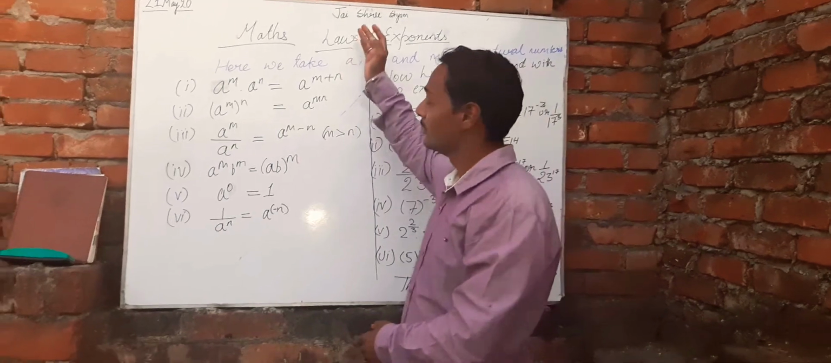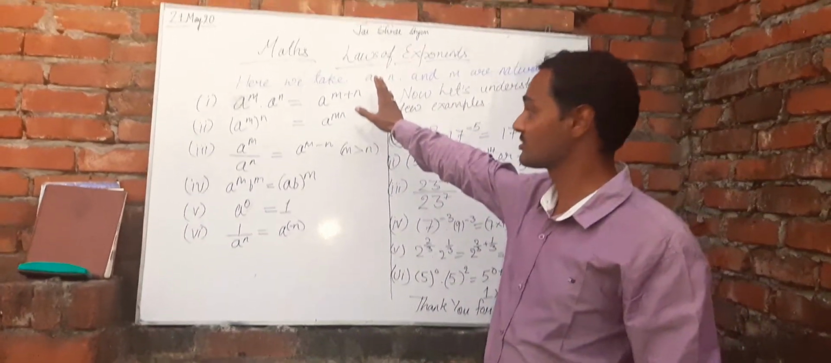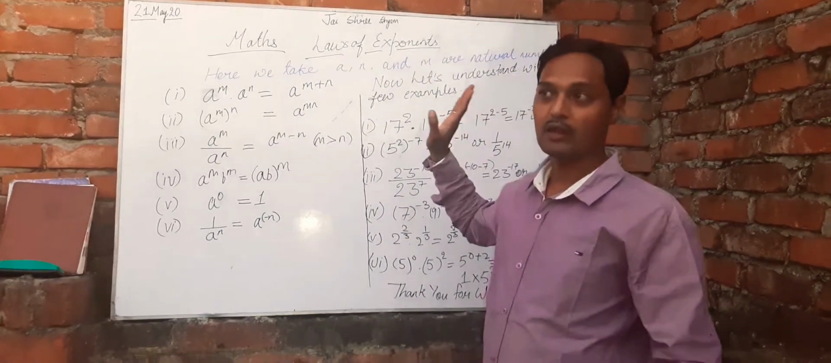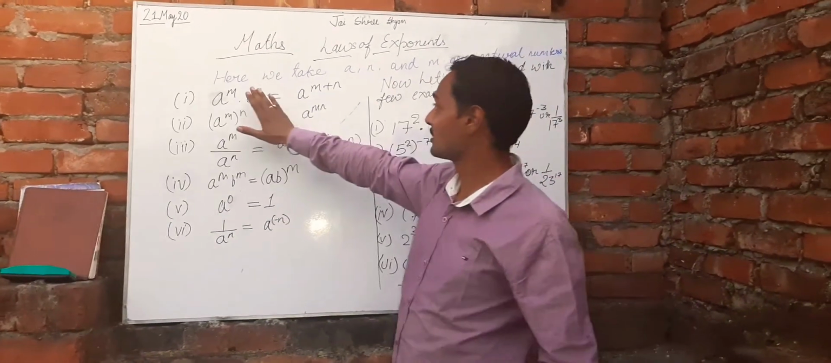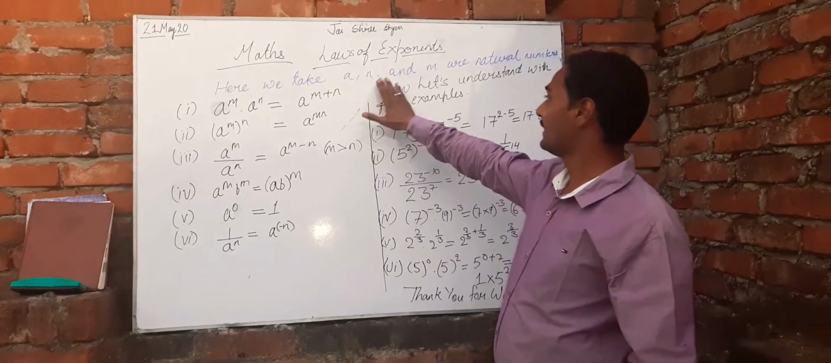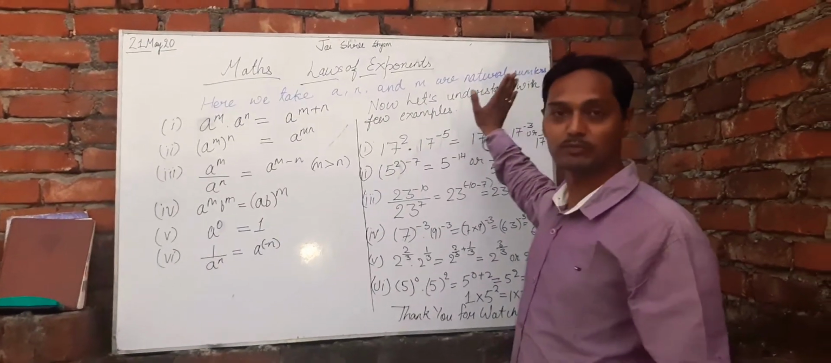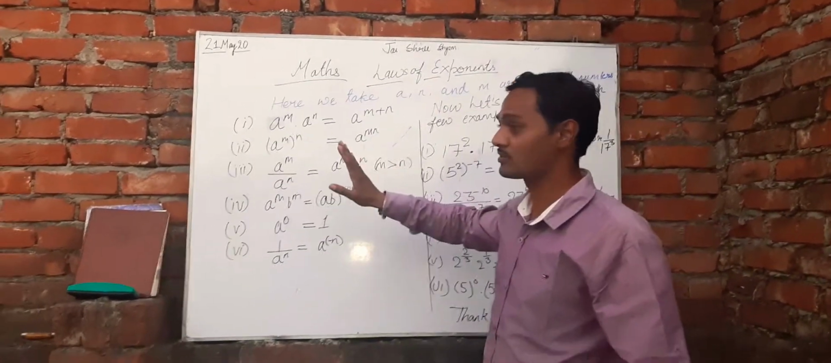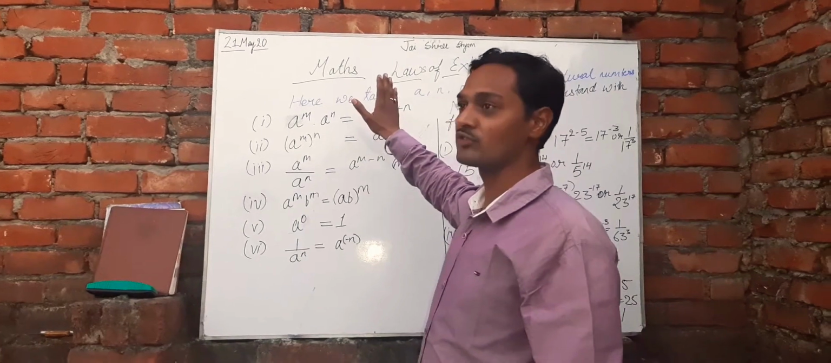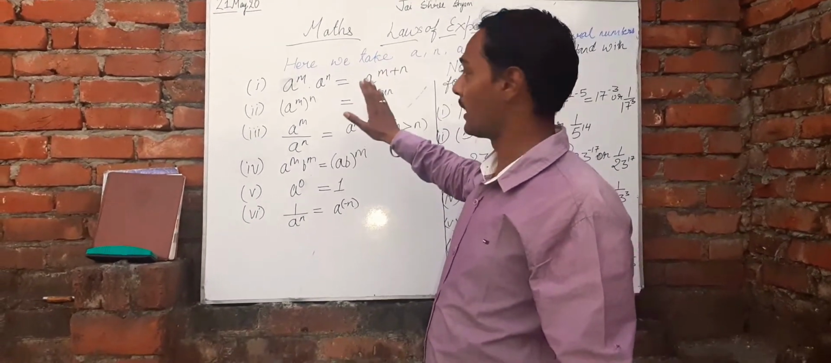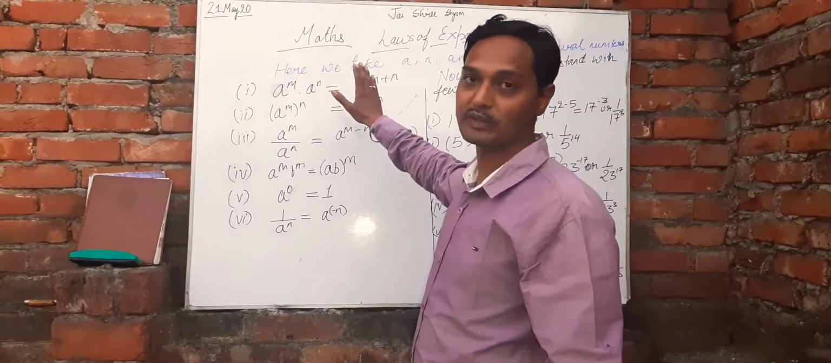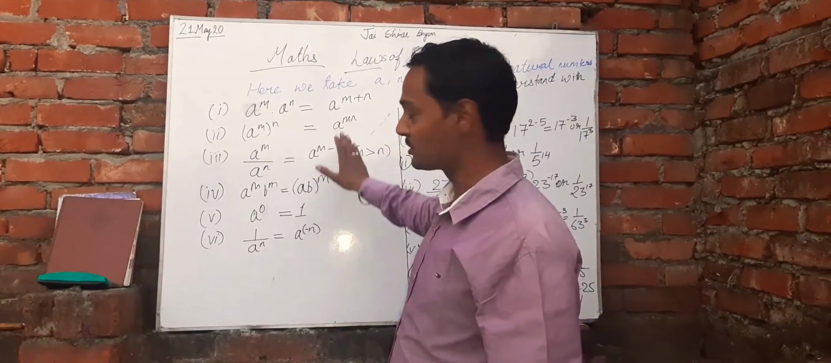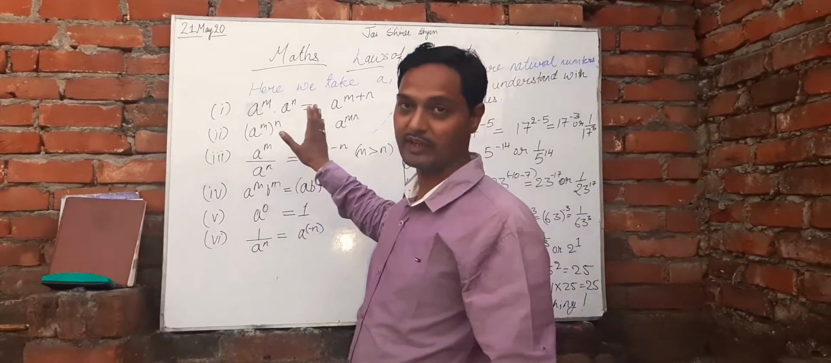Yes, today I am going to teach maths, and in maths I have taken the topic laws of exponents. In this topic we will take a, n and m as natural numbers. So let's start. Before starting the chapter, I want to clarify your identities. Whatever identities are written over there, I'm going to identify those identities.